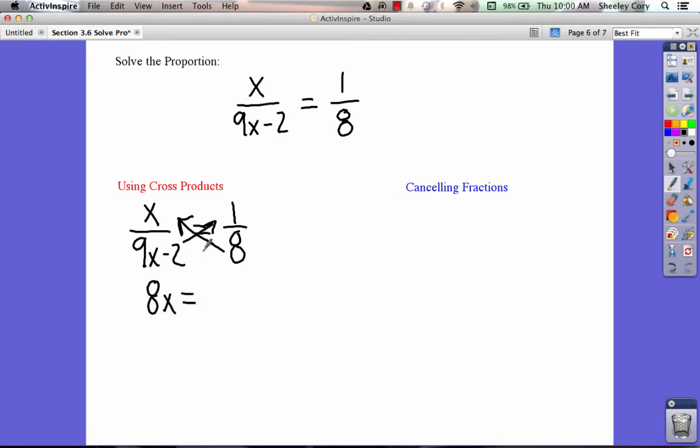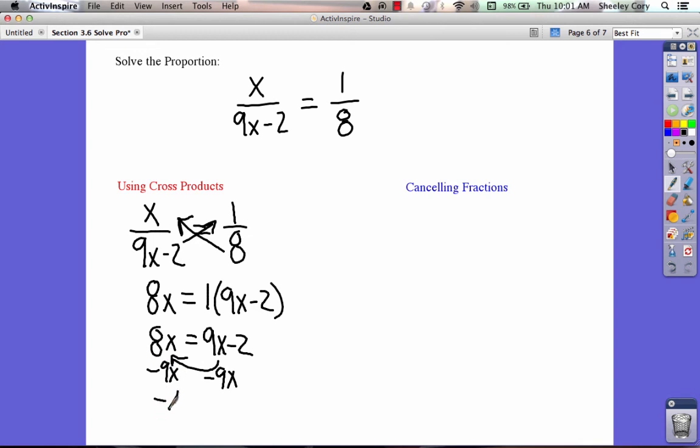9x minus 2 times 1, well, that's going to be 1 times 9x minus 2. We know if we distribute a 1, though, it's not going to change anything. So that's just 9x minus 2 equals 8x. Again, I have variables on this side and the number on this side, so I'm going to move this over. So subtract by 9x, subtract by 9x, that gives me negative x. 8 minus 9 is negative x equals negative 2.